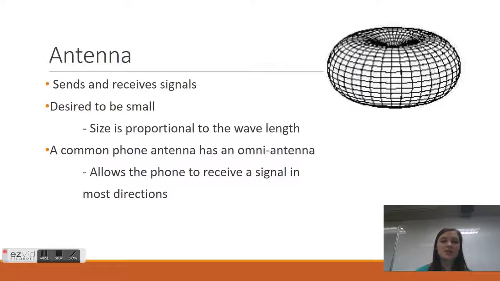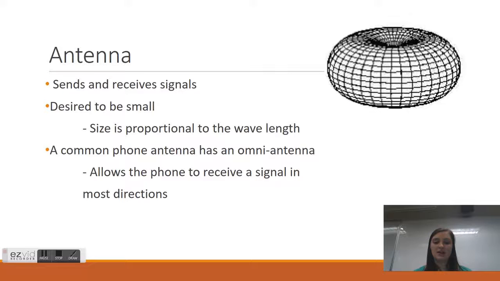The most common antenna is an omni antenna. This is so your phone can receive a signal from almost anywhere. You wouldn't want your phone to just work in one position like the old TVs and some dish satellites work. That wouldn't make having a cell phone very easy. So the omni antenna tends to have a 360-degree radial pattern as seen on the slides.